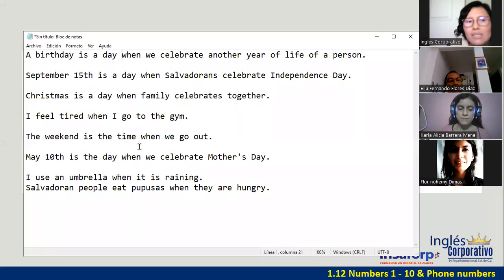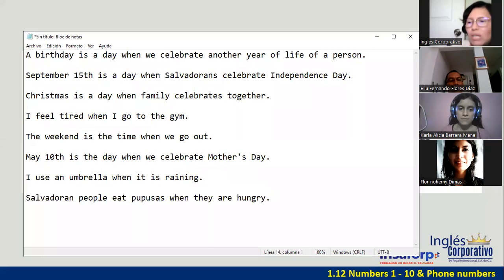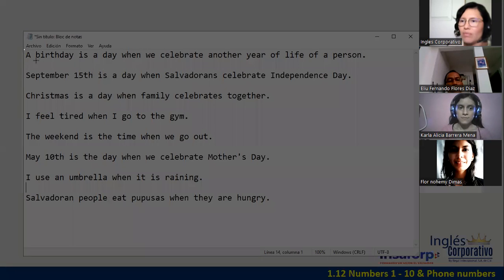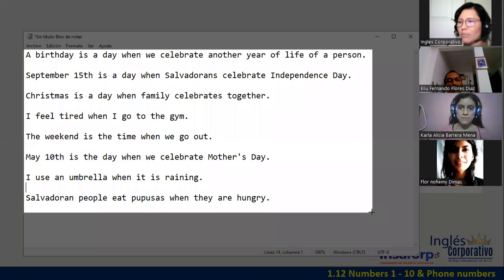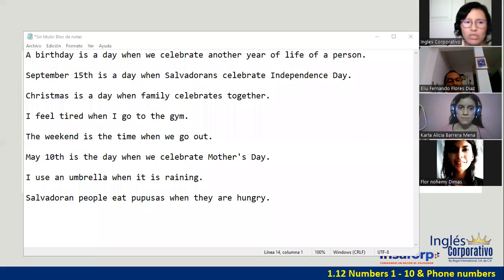The weekend is the time when we go out. May 10th is the day when we celebrate Mother's Day. And I use an umbrella when it is raining, and Salvadoran people eat pupusas when they're hungry, right? Entonces, all these are examples using the same structure, right? I'm going to share them with you here.